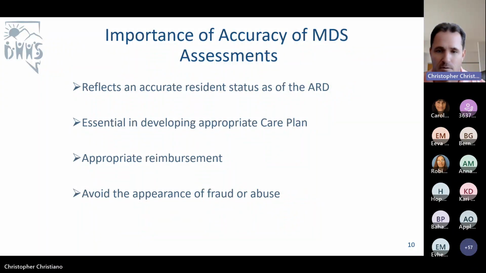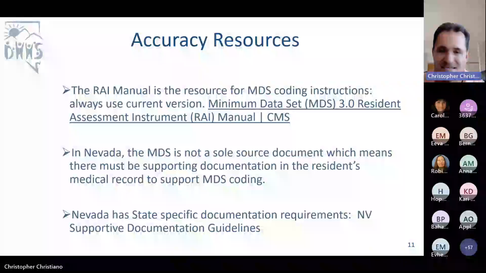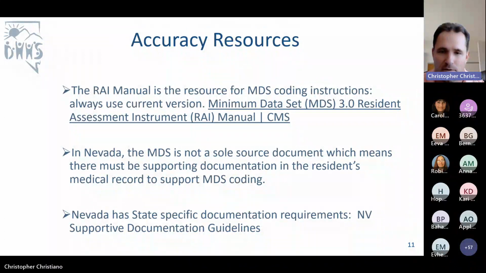And then, of course, nobody wants to be accused of fraud or Medicaid abuse. Right. So accuracy resources, we mentioned the RA manual. That is our document we use in our reviews for coding. We refer to that, but then the document that ultimately we refer to with certain items, not all items, is the Nevada documentation guidelines. Okay, so the MDS is not a sole source document.